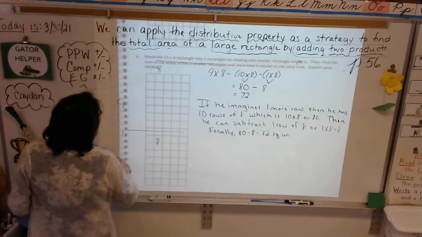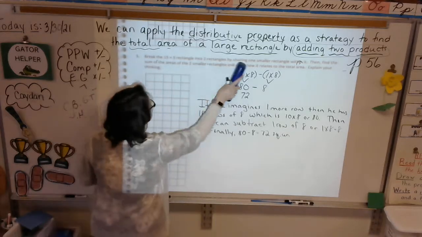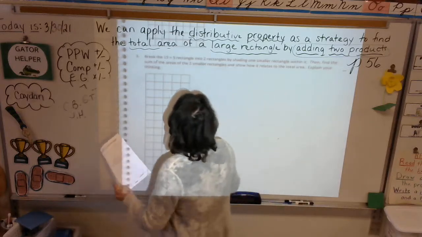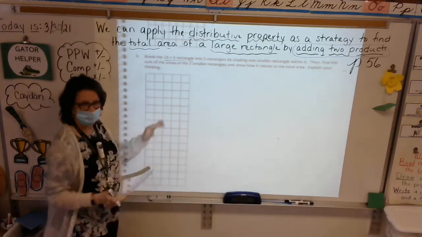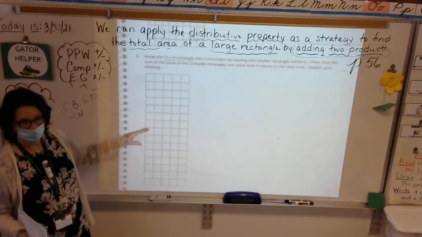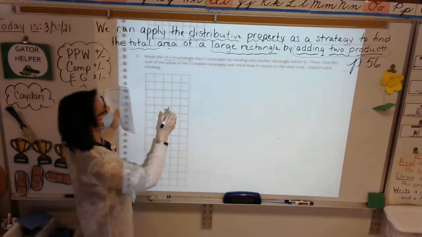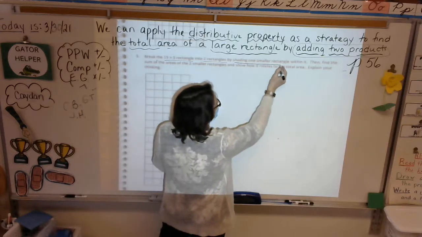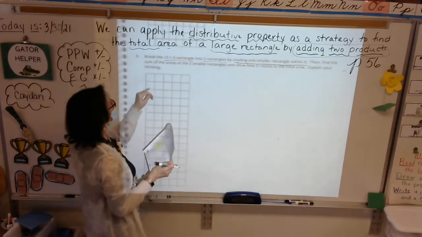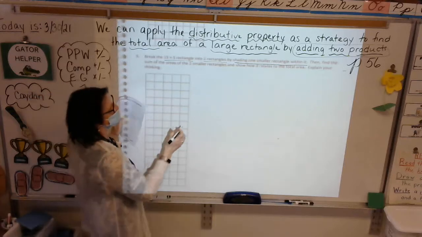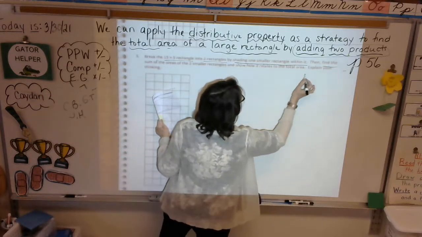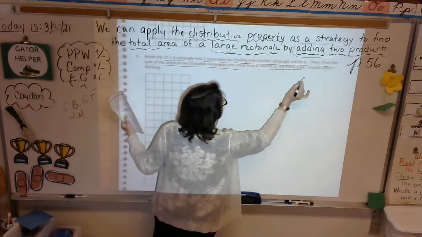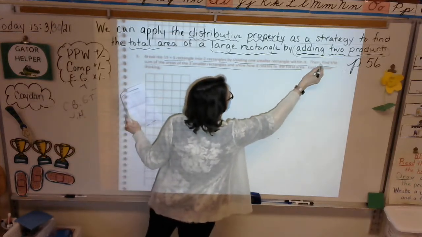All right, number 3. Number 3 says, break the 15 by 5 rectangle. So we have a 15 by 5. If I count the size, I'm sure there'll be 15 and 5, into 2 rectangles by shading one smaller rectangle within it. Then find the sum of the areas of the 2 smaller rectangles, which is what we've been doing all along, and show how it relates to the total area. And finally, we do have to explain.